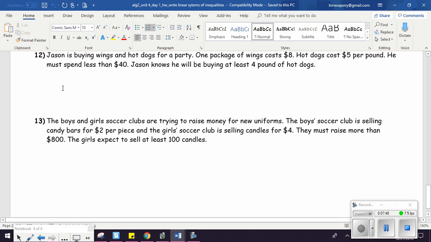Last but not least, number 12. Jason is buying wings and hot dogs for a party. One package of wings costs $8. Hot dogs cost $5 per pound. He must spend less than $40. And Jason knows he will be buying at least 4 pounds of hot dogs.